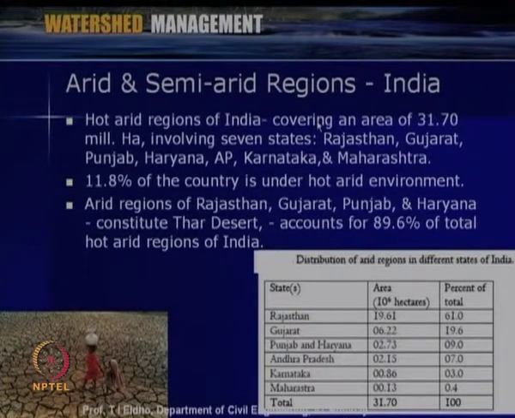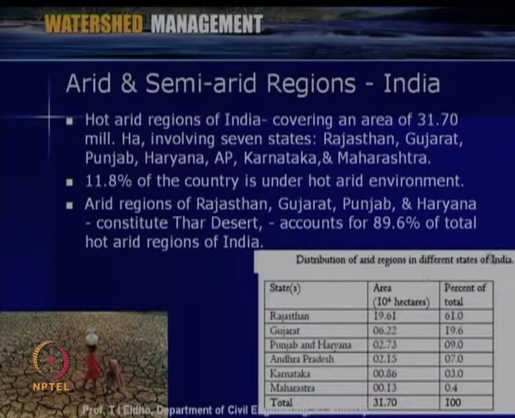For example, when we discuss India, the hot arid regions of India cover about 31.7 million hectares, mainly in 7 states, including Rajasthan, Gujarat, Punjab, Haryana, Andhra Pradesh, Karnataka, and Maharashtra. About 11.8% of the country is under hot arid environments. And the arid regions of Rajasthan, Gujarat, Punjab and Haryana constitute the so-called Thar desert, and this accounts for more than 89% of the total hot arid regions of India. Here we have to differentiate the hot arid regions and normal arid regions.